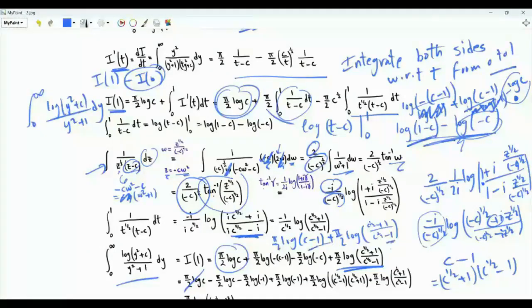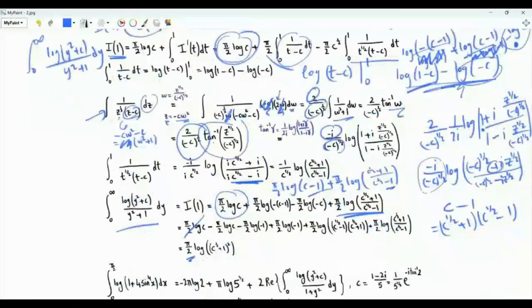When we combine these two logarithms, we get pi over 2 log of the square of the square root of c plus 1. The integral of interest is equal to minus 2 pi log 2 plus pi log the square root of 5 plus 2 times the real part of this quantity. This is pi times the real part of the log of the square of c to the half plus 1.